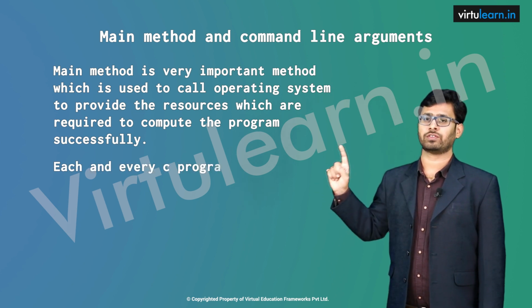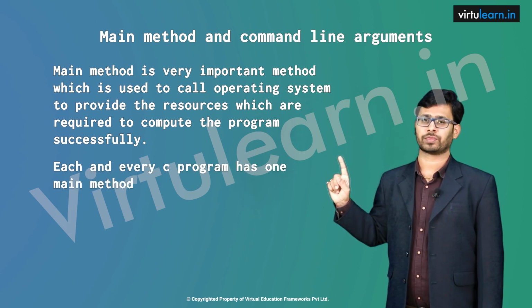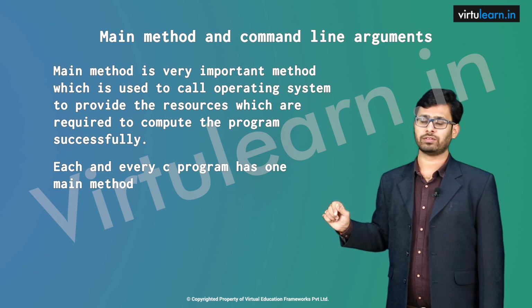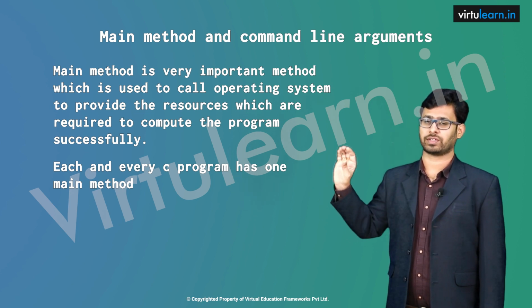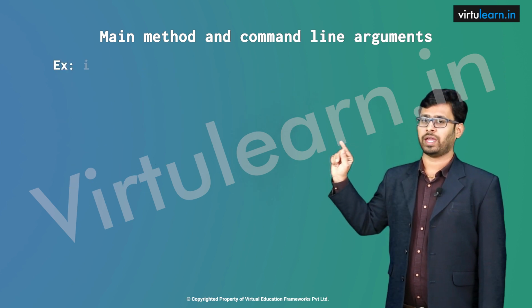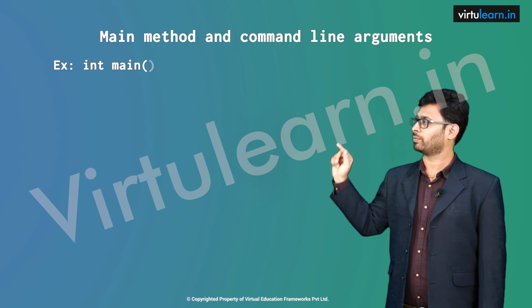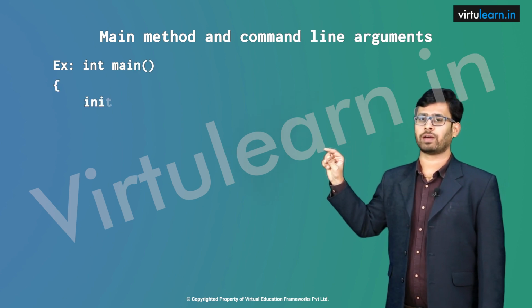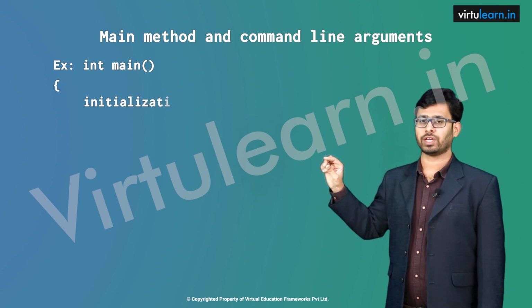So main can be written in two different ways. Let us see the signature of how we are going to write it. int main(), open the curly brace. Under this we have the initialization and the executable section, and last we write return 0, followed by a semicolon, and close the main.